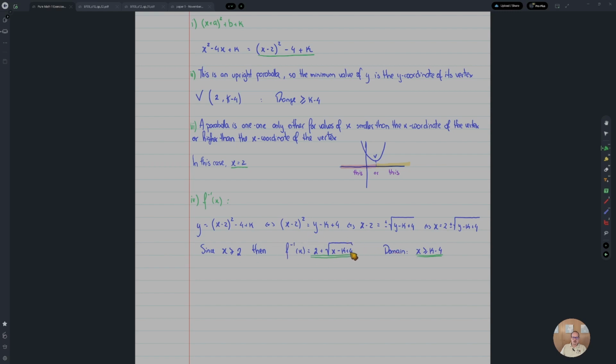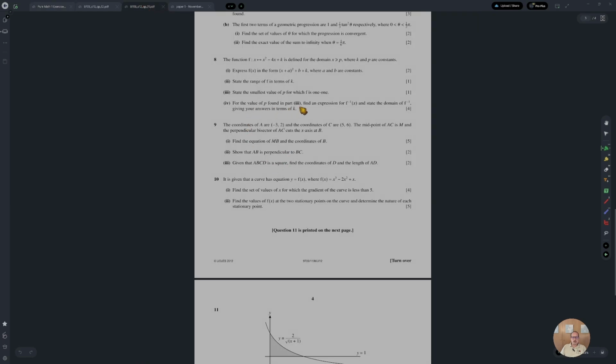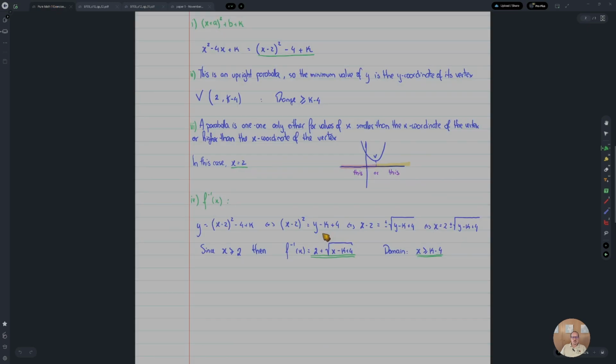What is the domain? The domain of the inverse, right? The domain of the inverse is the range of the original. And the range of the original you already found a little while ago. So you just plug it here again.